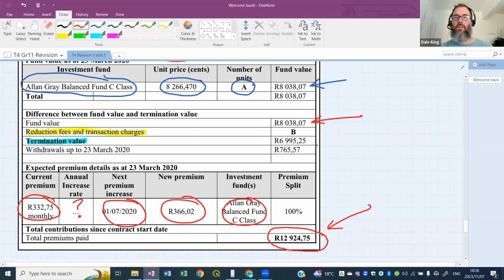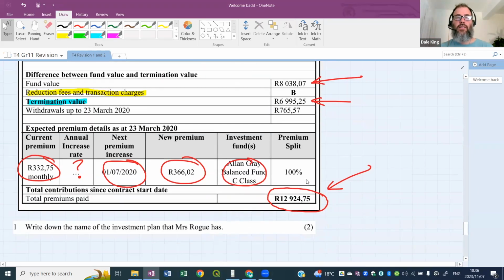But, by the way, they say, Mrs. Rogue, if you do terminate now, due to fees, you're only going to get 6,995 rand. So I hope that all makes sense. If there are any questions, ladies and gentlemen, please feel free to ask. But hopefully one day you guys all get to invest in companies like this. Sometimes the shares don't do well. Let's see what the question is.